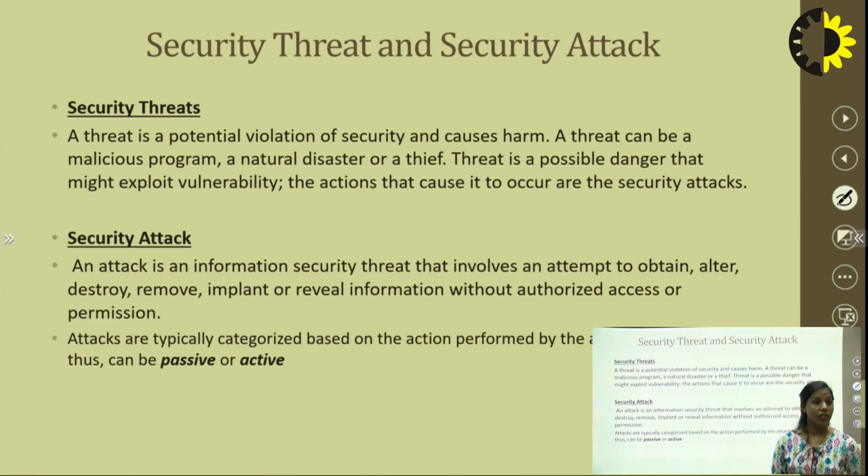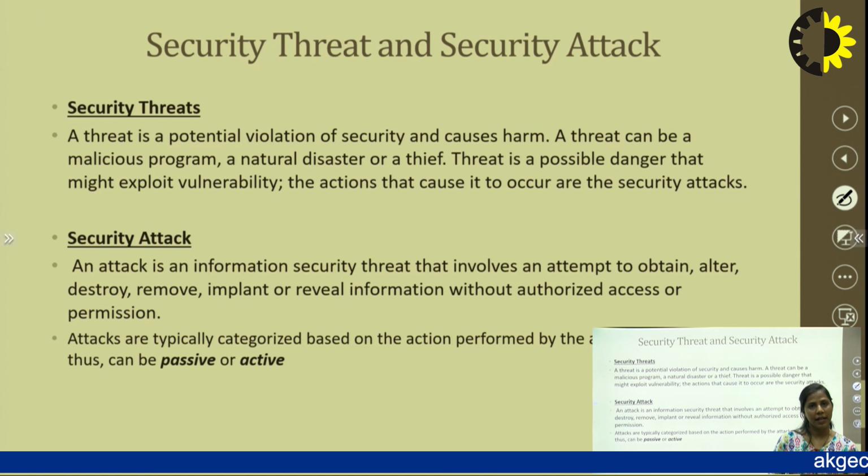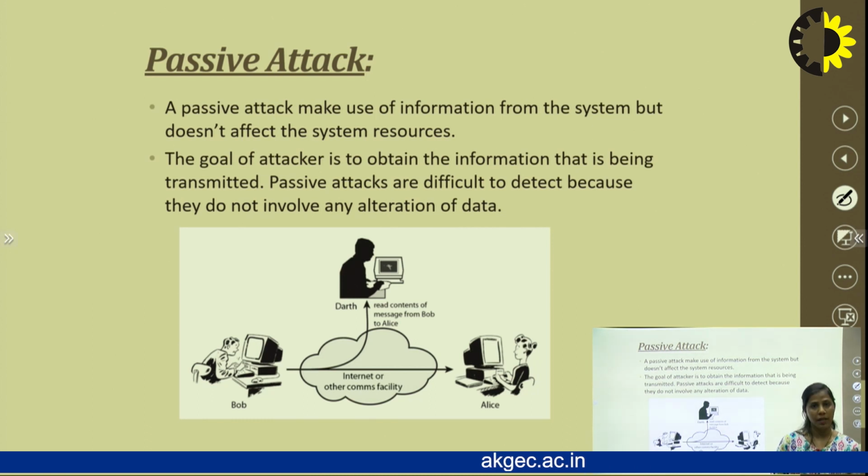We have two types of security attacks, based on how they are performed, meaning how they can attack the information, how they can alter the information, or how they can change things. On that basis, we have two types of attacks, the passive and the active attack. First of all, let's discuss one by one. Let's discuss the passive attack. What is a passive attack? It is an attack which can harm our system.